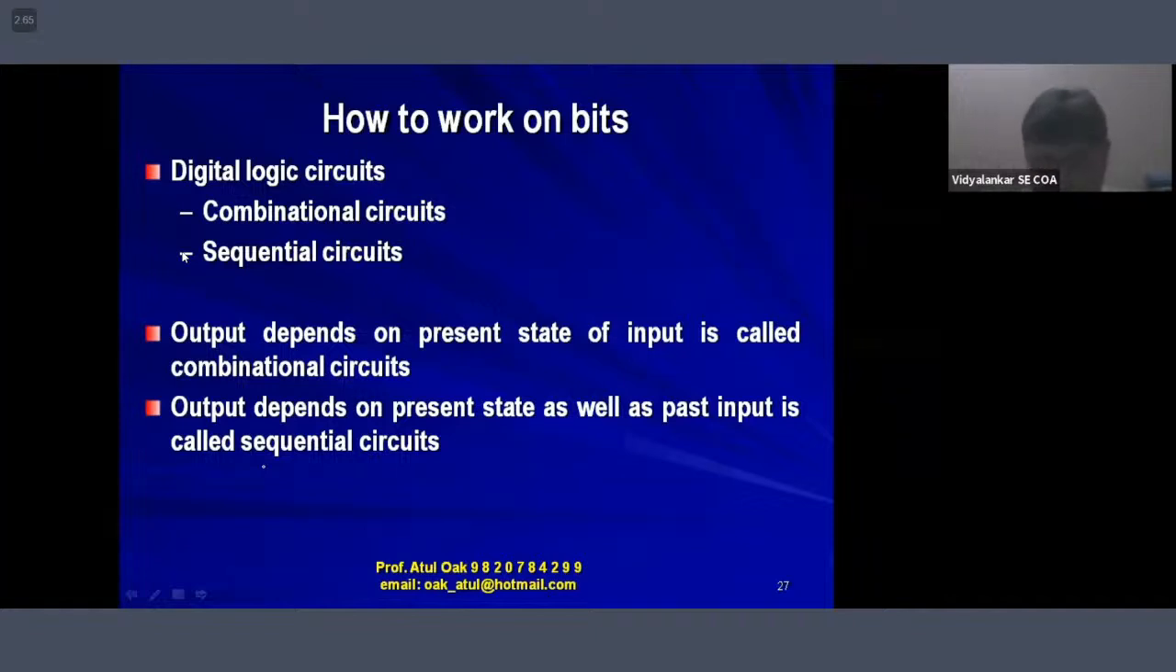Understand. Okay, we defined what a digital logic circuit is. A circuit used to process bits, zeros and ones, is called a digital logic circuit. We classify digital logic circuits into two types: combinational circuit and sequential circuit. Now let's understand it through an example. Your focus is important. Okay, here we are going to discuss.